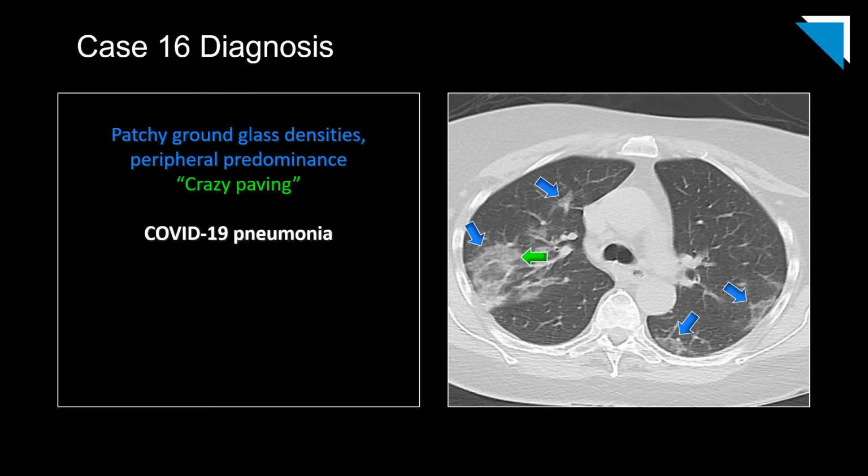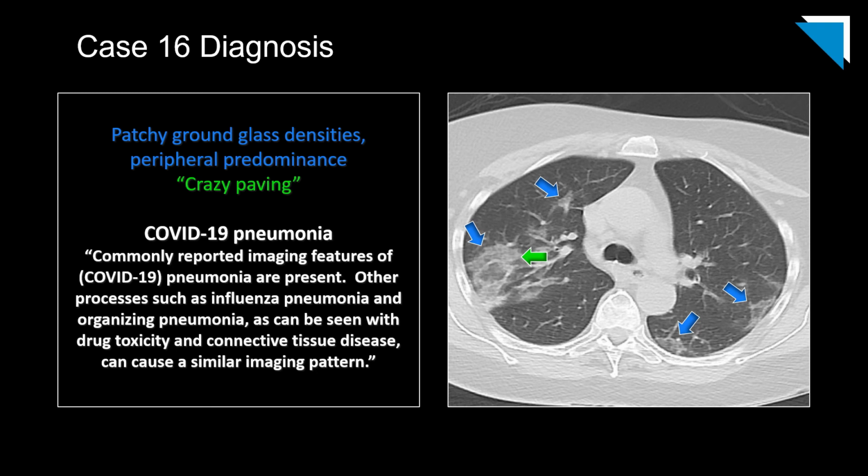Again, while it's important to remember that there is a differential diagnosis associated with these findings, taken in the context of the clinical picture, they are highly worrisome for COVID-19 pneumonia. Your report should accurately convey that concern, and you should discuss it directly with the referring clinician.